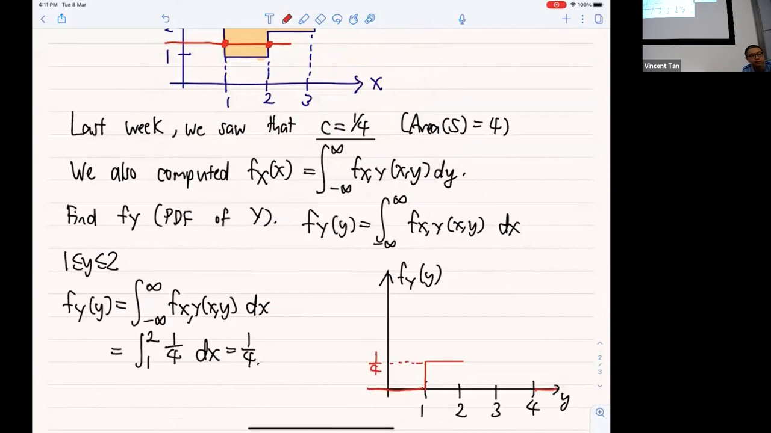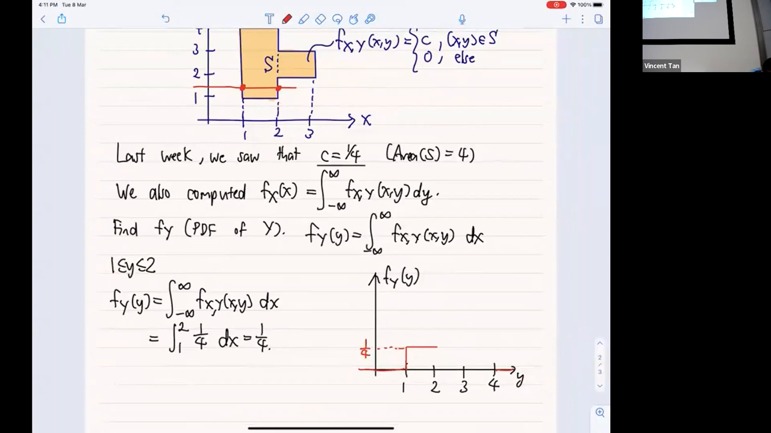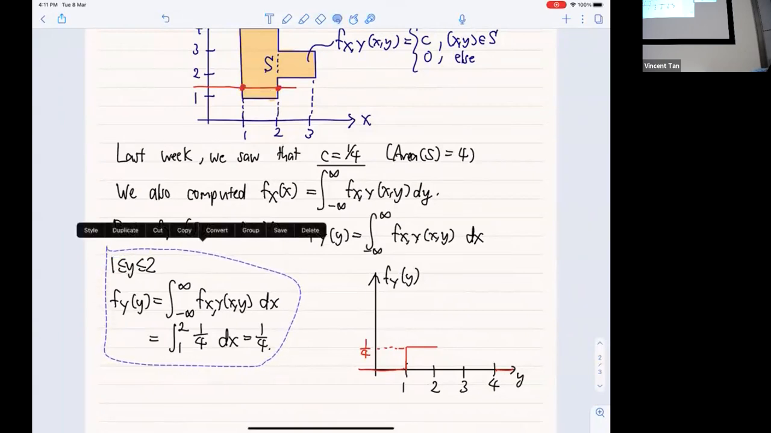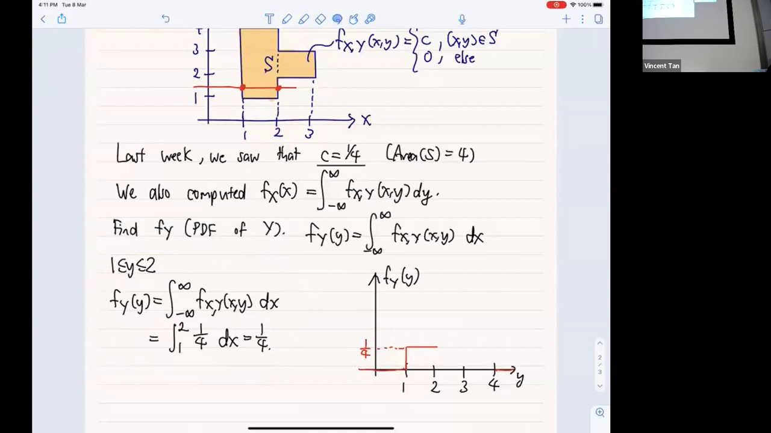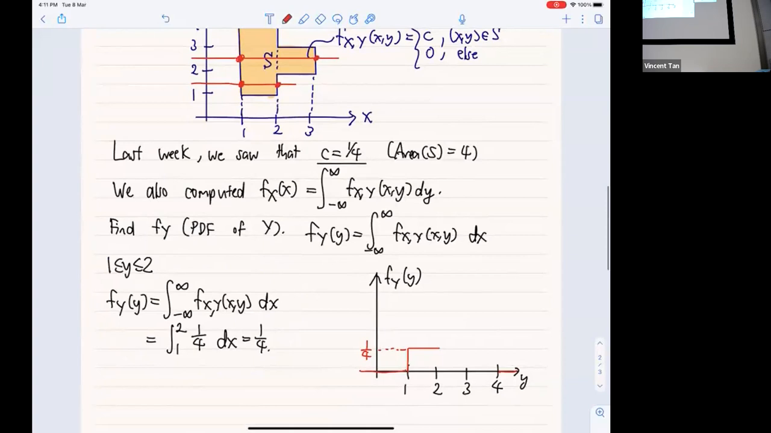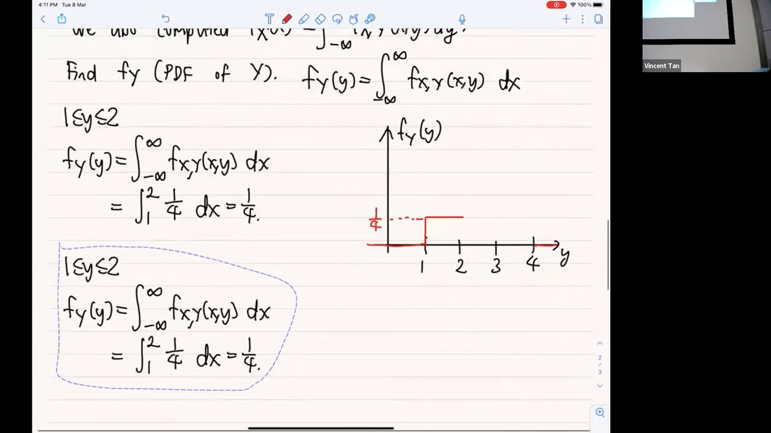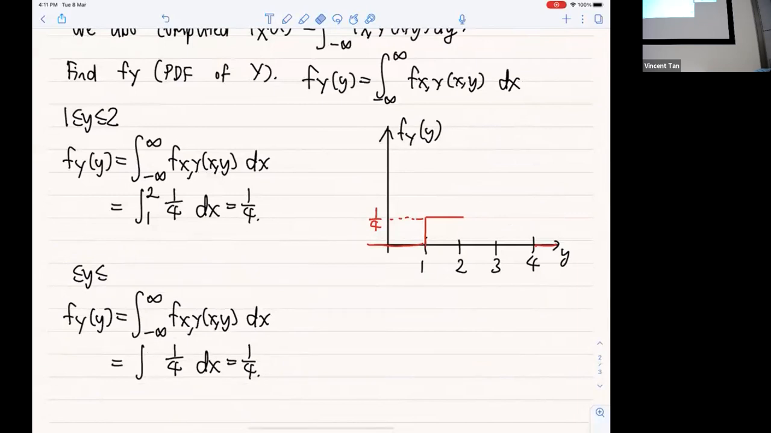Understand? So we are integrating from this point to that point only, and so our f_Y(y) calculation is this. Assuming you understand this, the next thing to look at is a y that is between 2 and 3 here. Then our integration is from here to there, the width of our integration. And so we can perform this calculation again. I just have to change some numbers here from 2 to 3, and then I get the integral.